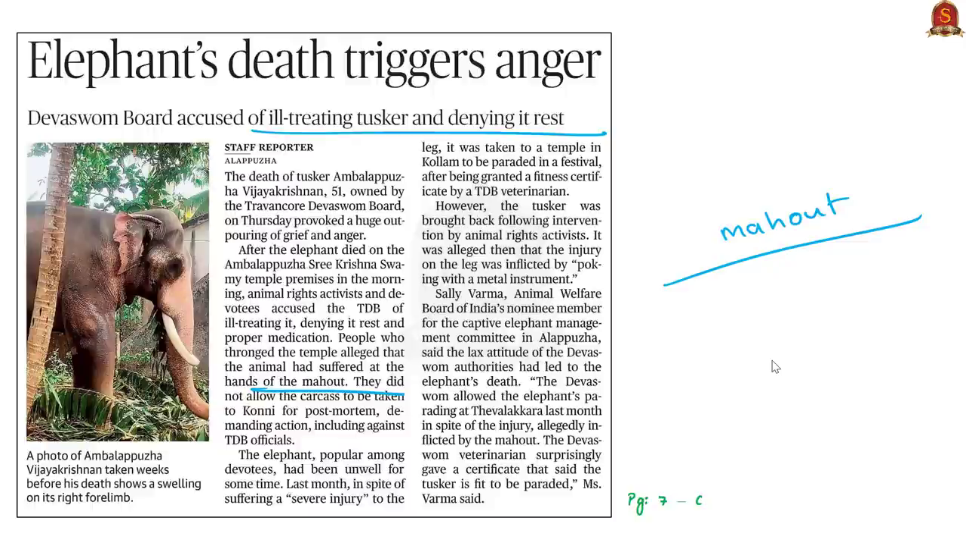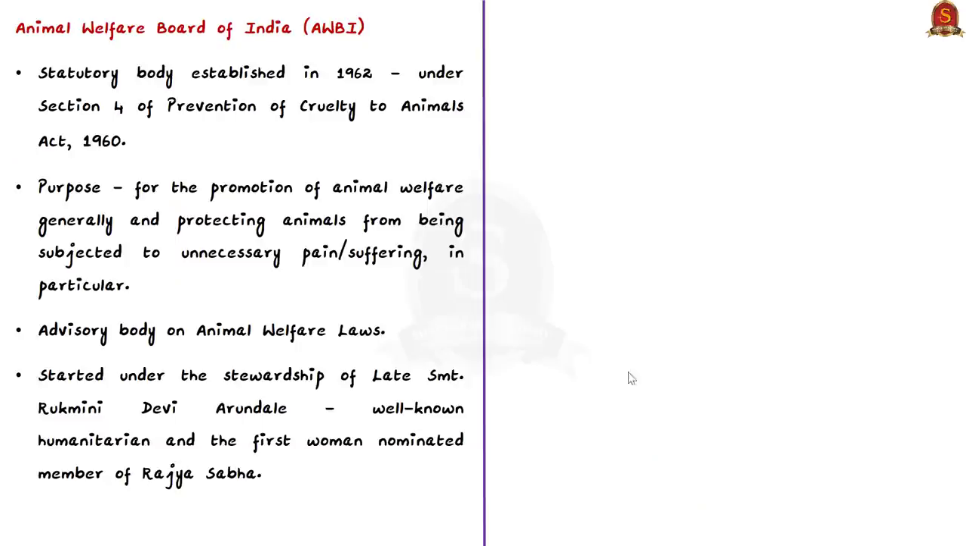So in this context, let us see in brief about the Animal Welfare Board of India. See, it is a statutory body that was established in the year 1962. This is done under Section 4 of the Prevention of Cruelty to Animals Act of 1960. It is established for the promotion of animal welfare in general and in particular for the purpose of protecting animals from being subjected to unnecessary pain or suffering. So it promotes animal welfare in the nation. It is also an advisory body on animal welfare laws.